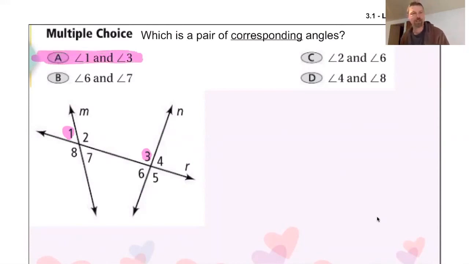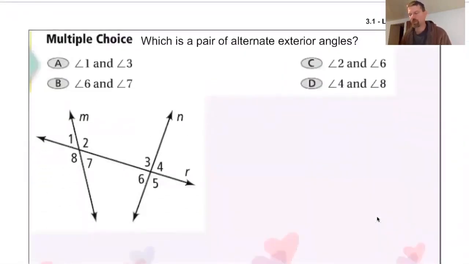This one is angle, this one is A. Which is a pair of alternate exterior angles? Well, this one, we already know we didn't do that one because those ones are corresponding, so it can't be that. Can't be these ones because those were alternate interior, so it's one of the last two. See if you can figure out which of those pairs are alternate exterior angles.